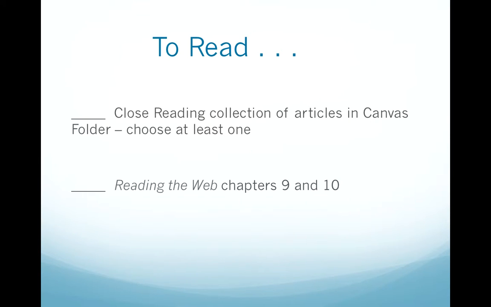So in this unit, you'll be reading the last two chapters in our textbook, first of all, but then you'll also read one article about close reading. And you can see in our Canvas course, there's a module that has a collection of articles. So you're welcome to go out and look for an article online and let me know if you find something that looks interesting and let me take a look at it. Or you can choose something from the folder that I have that has some articles in there. So you're just picking one.